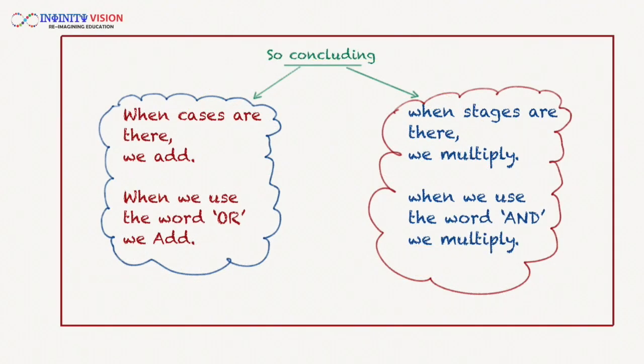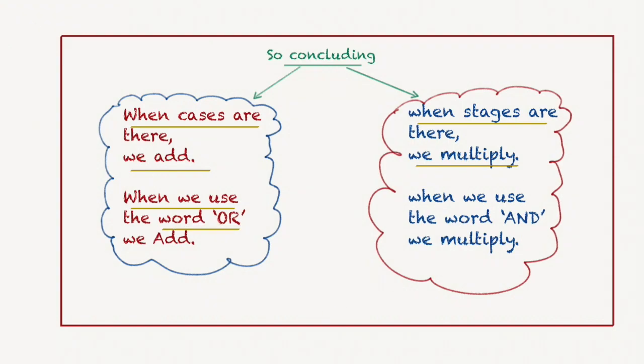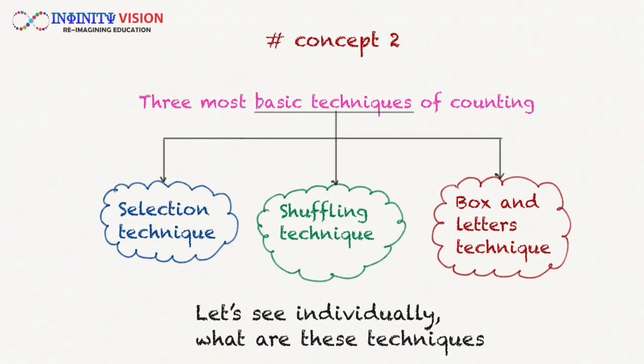So concluding, when cases are there, we add. When stages are there, we multiply. When we use the word or, we add. When we use the word and, we multiply. Now moving to concept 2.